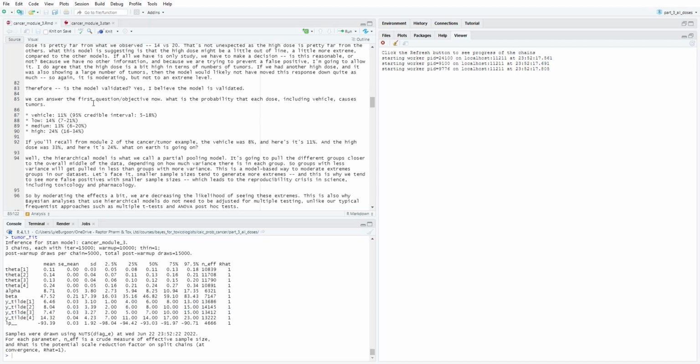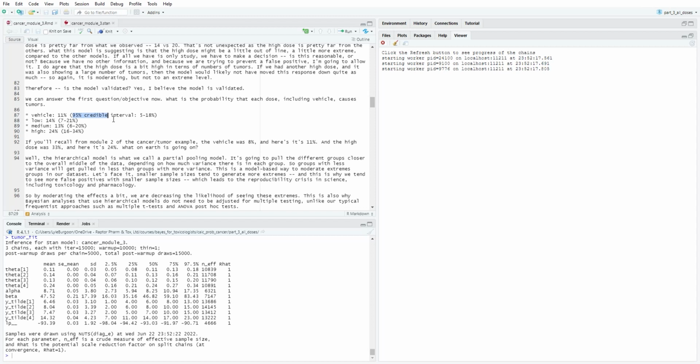We can now answer that first question, right? What is the probability that each dose, including vehicle, causes tumors? We are going to look at theta here. So it's 11%, 14%, 13%, 24%. If you wanted to, you could also use the median instead, which all comes out to the same.